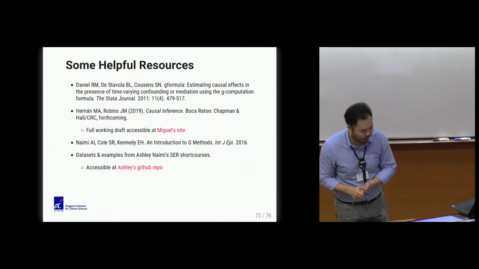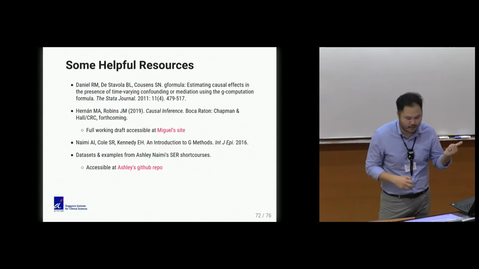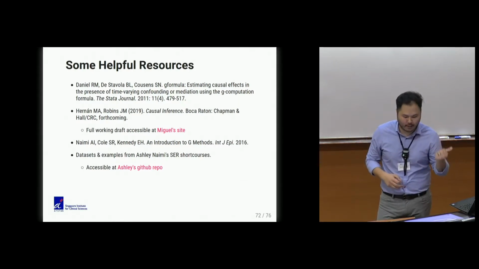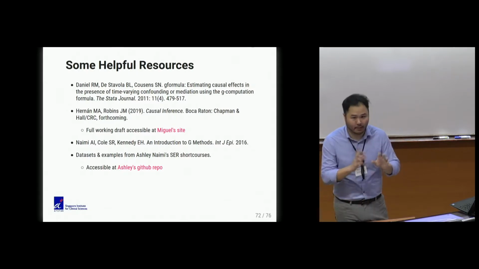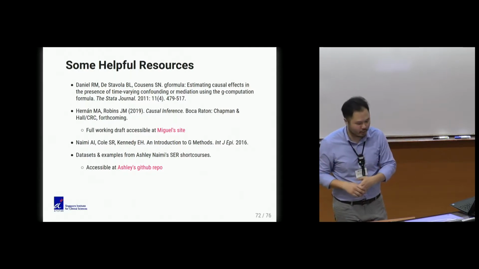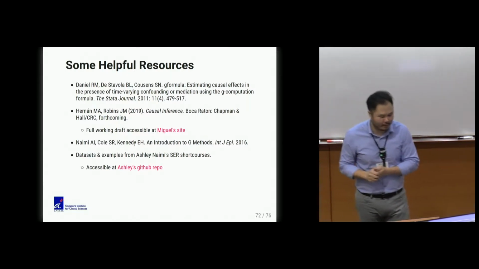All right, so just some helpful resources. There's some documentation. G formula is implemented in Stata, if you use Stata, to do both static and dynamic treatment regimes. I would highly recommend the causal inference book for this and any other issues in causal inference, and I think it's quite amazing that it's available for free at the website.